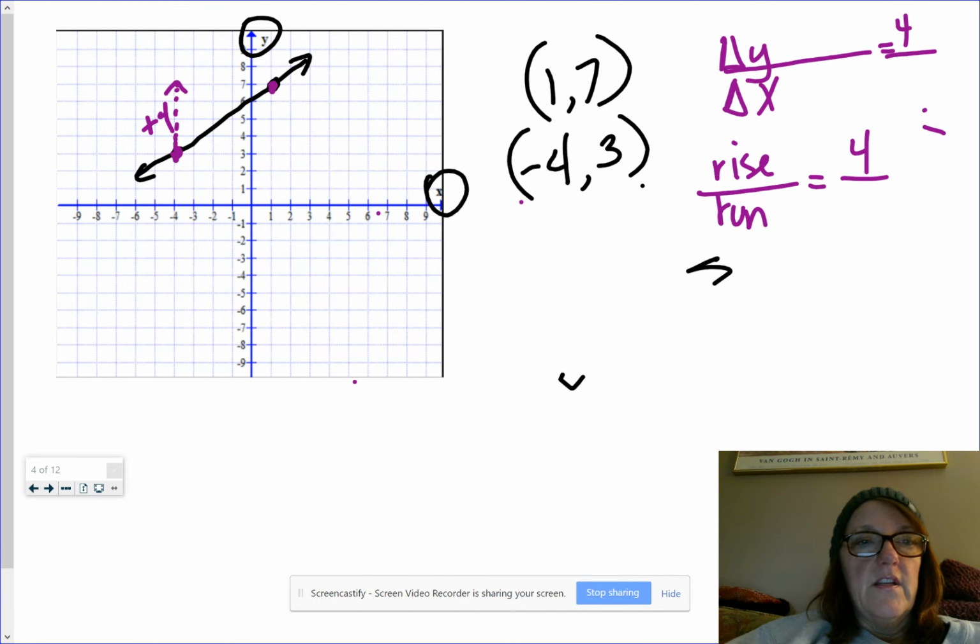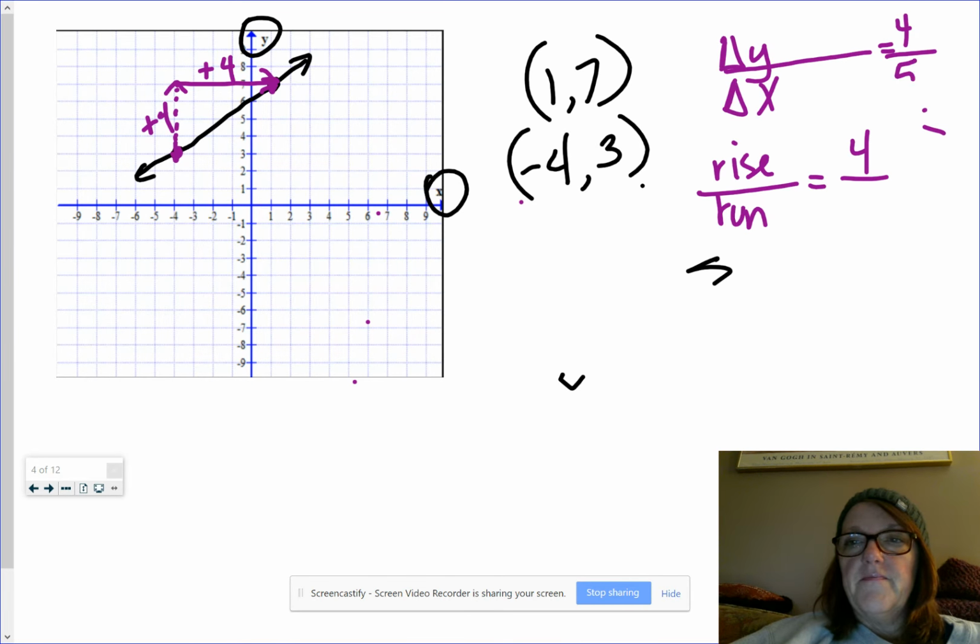Now, horizontally, you're going to travel this way to the right. When you travel to the right, that's also positive. So 1, 2, 3, 4, 5 units.